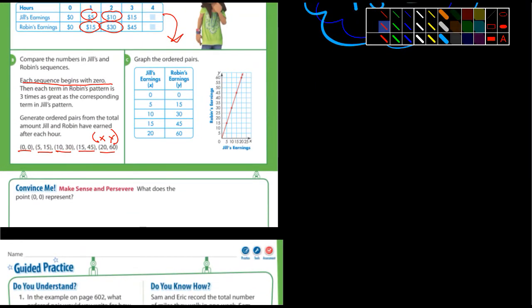So let's take a look here to convince me. What does the point 0, 0 represent? No earnings. They haven't worked anything. So it's also called the origin. I think that's pretty straightforward.